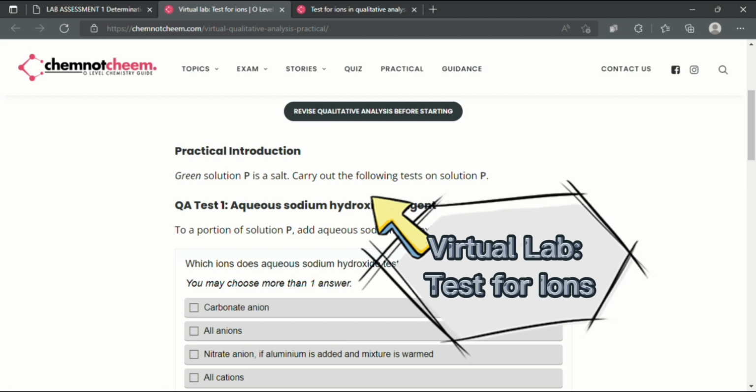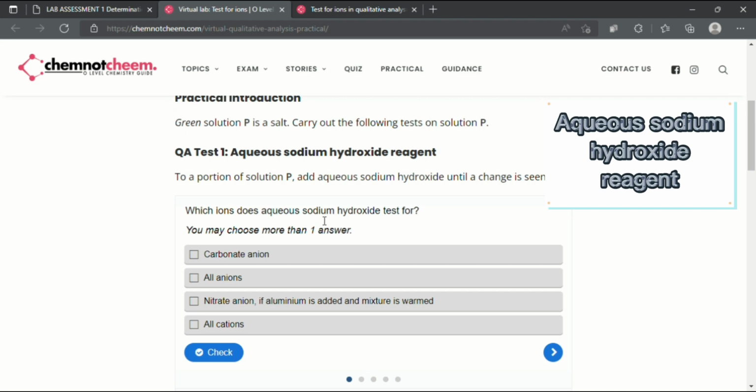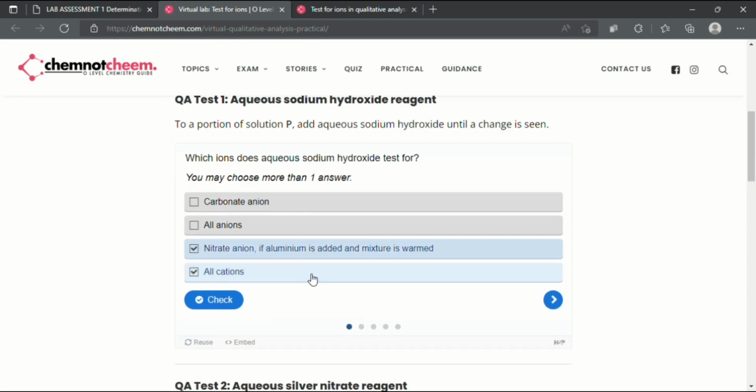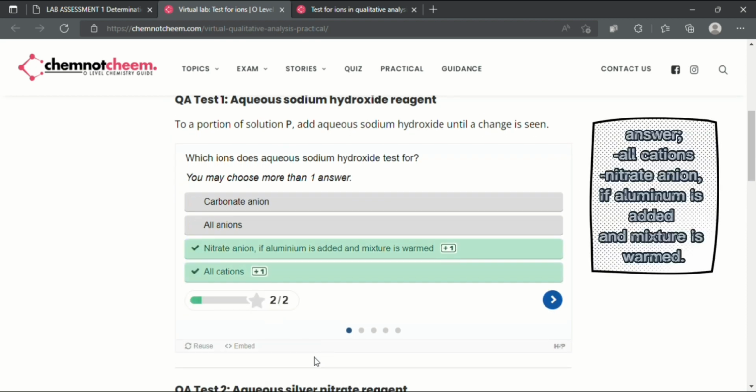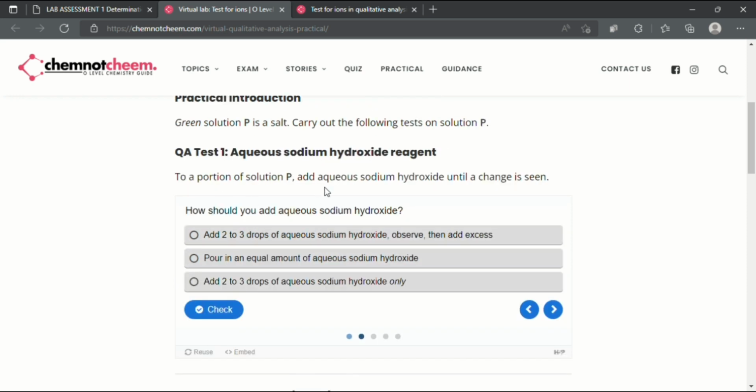Today I will be doing a virtual lab test for ions. The first test is aqueous sodium hydroxide reagent. Which ion does aqueous sodium hydroxide test for? And the answer is all cations, nitrate and ion. Next, how should you add aqueous sodium hydroxide?